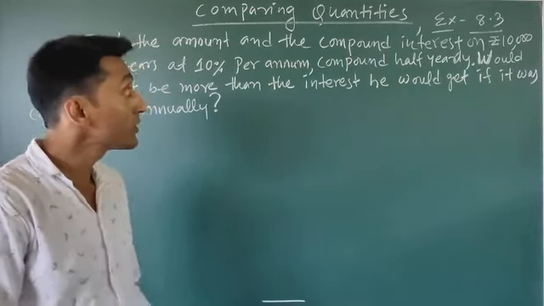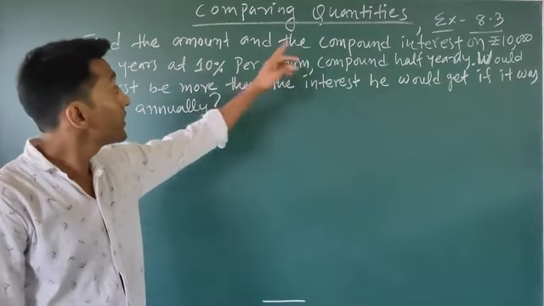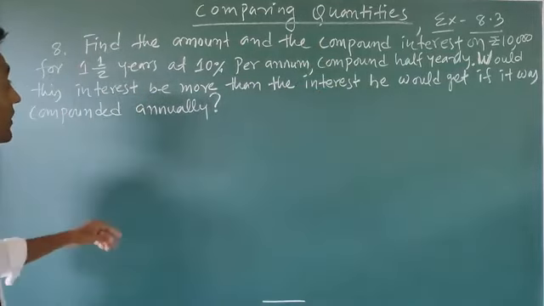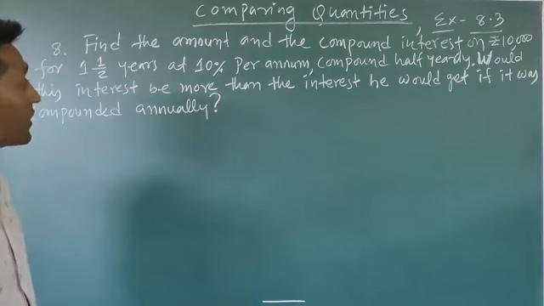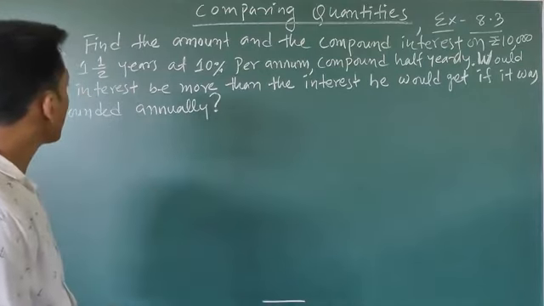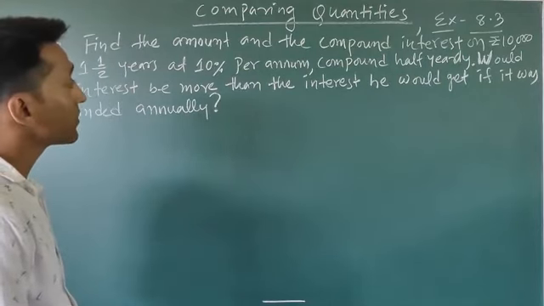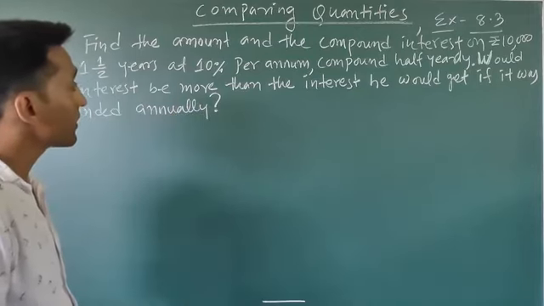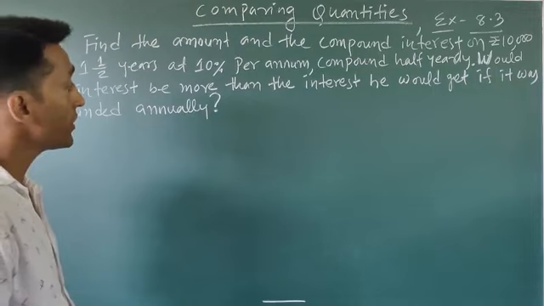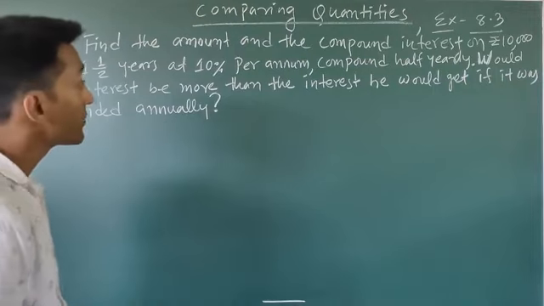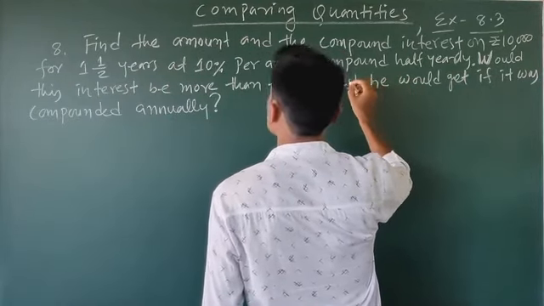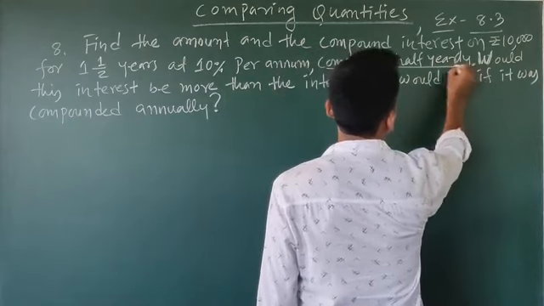Hello students, today we will start comparing quantities, your exercise 8.3, question number 8. Let's see the question. Find the amount and compound interest on rupees 10,000 for 1.5 year at 10% per annum, compound half yearly. Would this interest be more than the interest he would get if it was compounded annually? So first you find amount and compound interest at compound half yearly.